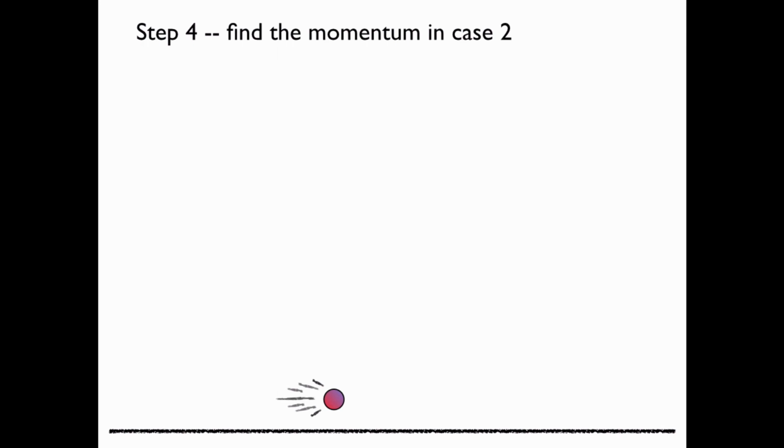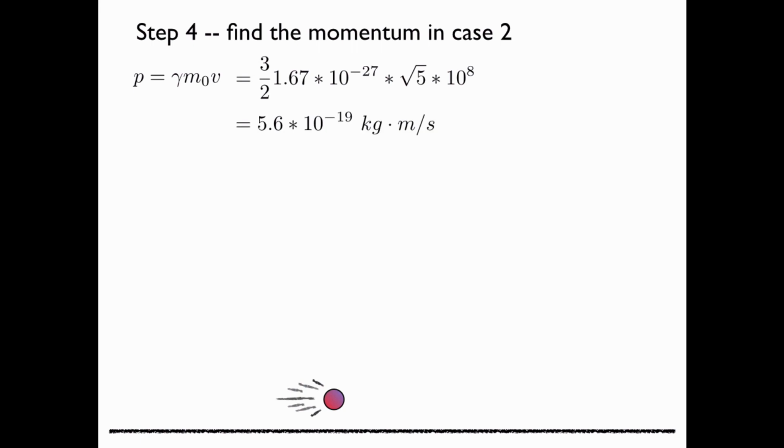Now let's find the momentum in case 2. The same formula applies. Gamma is now 3/2, and we just found v. This gives us our momentum. And that concludes video 27.3.